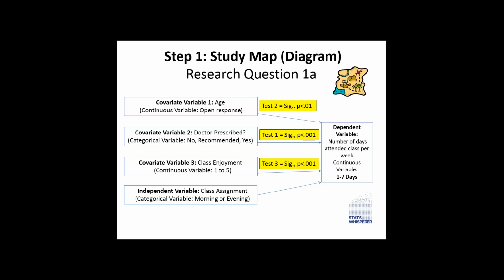Right? So it's not bad. So we already have 75% filled in for our statistical tests, right? So we put in for age and class enjoyment a statistically significant relationship with class attendance.